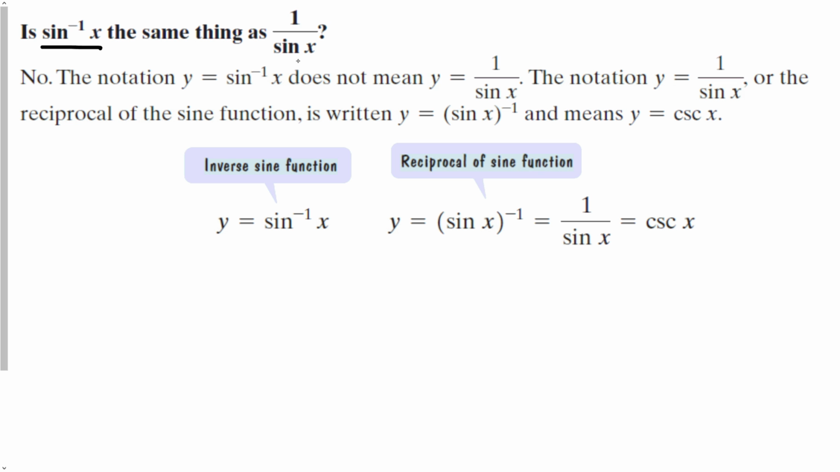Is that and that the same thing? No. The inverse sine is an inverse sine function. If we put the exponent out there, it means the reciprocal of sine, which is the cosecant. Those two are not even close to the same. The inverse sine is a special function. It's the inverse of the sine function, and we'll talk a little bit more about what that means in a second.